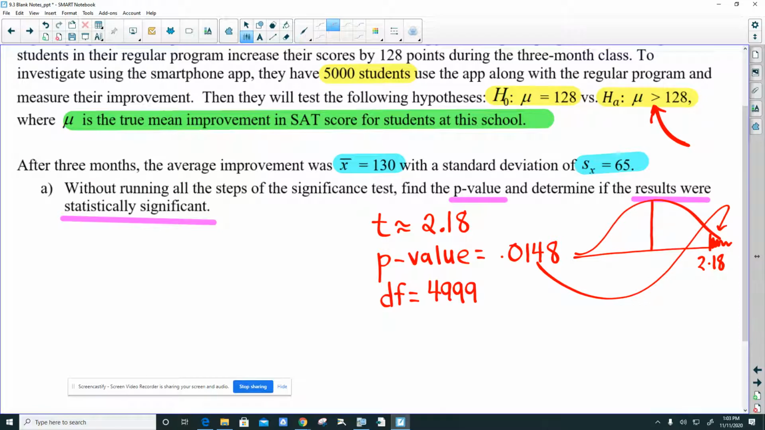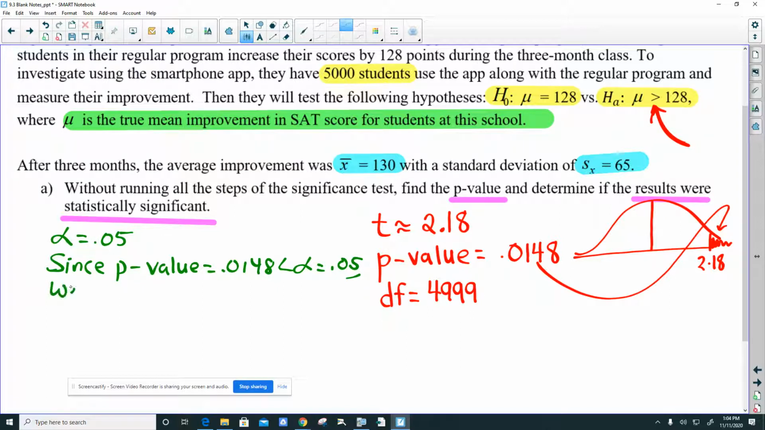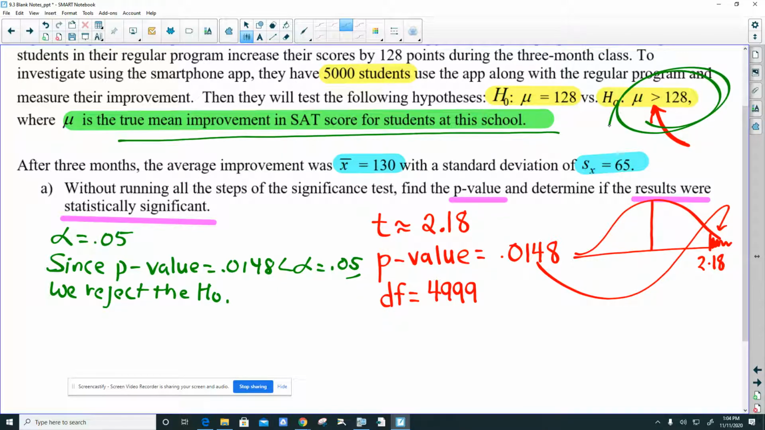Okay, so we can see that the conclusion that we would draw, and they don't actually name an alpha level here. Okay, so assuming that we just go with the default alpha level of 5%, we would be saying, well, since the p-value of 0.0148 is less than an alpha level of 0.05, we reject the null hypothesis. We would go on to say that we have convincing evidence in favor that the true mean improvement in SAT scores for students at this school is actually greater than 128 points.